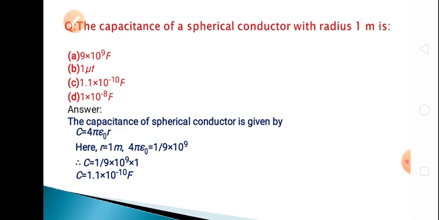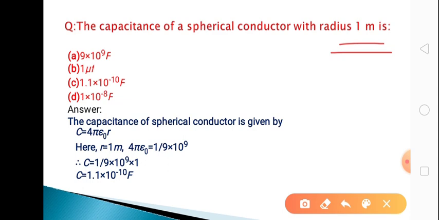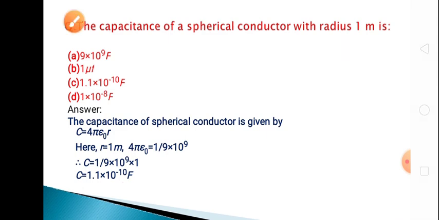Minus 10 means it is very, very small, you see. So when the radius is 1 meter, the capacitance value is 10 to the power minus 10. Let's consider a spherical conductor of radius which is equal to the radius of earth. Then what will be its capacitance?